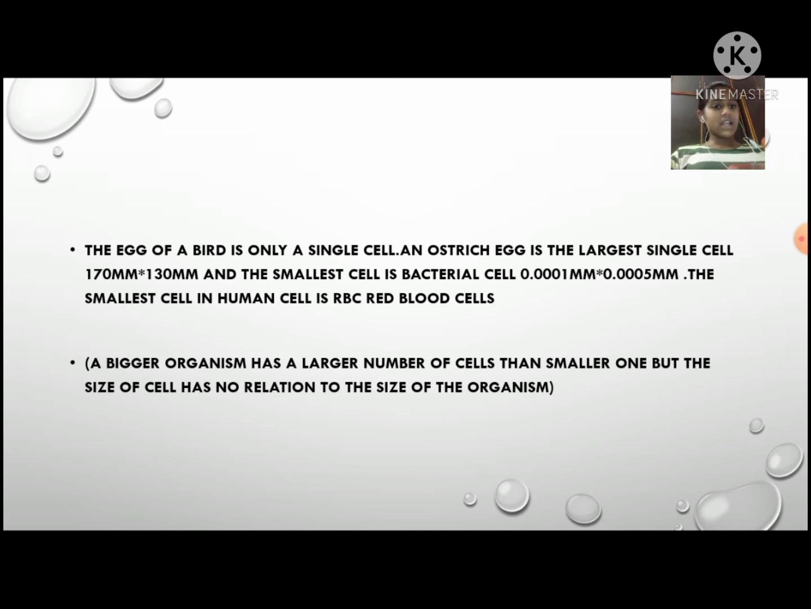The smallest cell in the human body is the RBC, red blood cells. Here there is another note point. A bigger organism has a larger number of cells than a smaller one, but the size of the cell has no relation to the size of the organism. I told you this right at first in the cell theory.